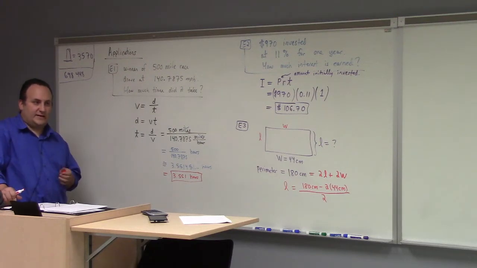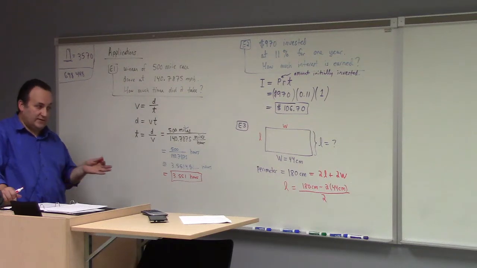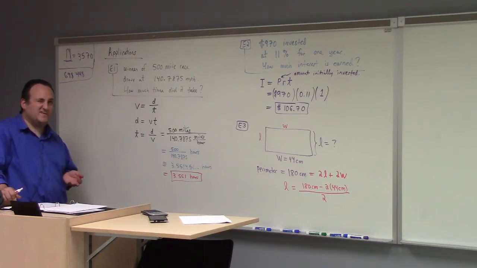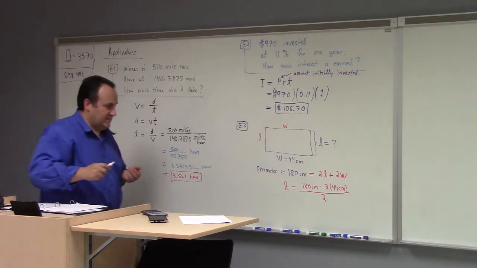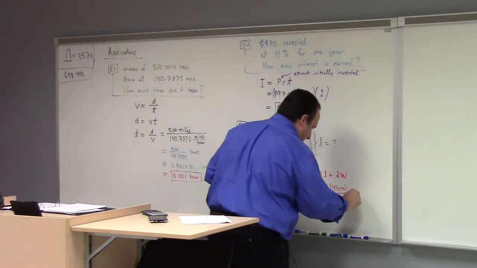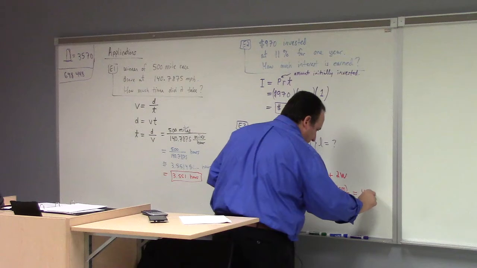Now you might need to write a little bit more out for your own work, and that's fine. But we should all agree that we get this for L. Now plug the numbers in. What do you got? 180 minus 88, that's 92. 92 divided by 4 is 46. So we get 46 centimeters for the length.